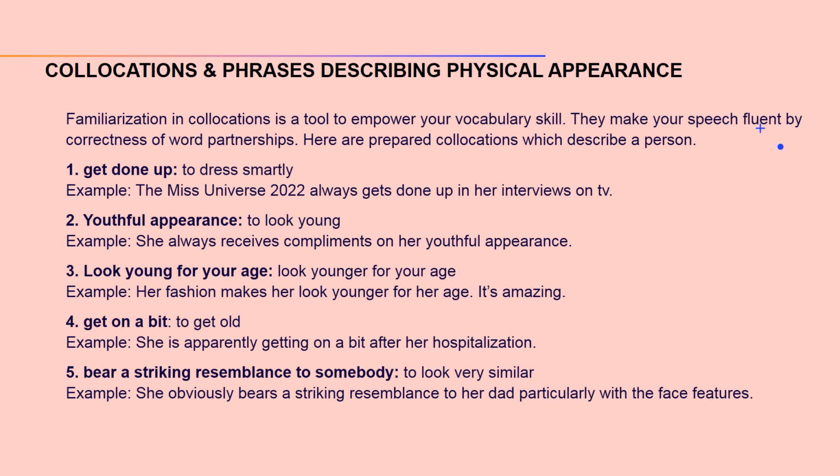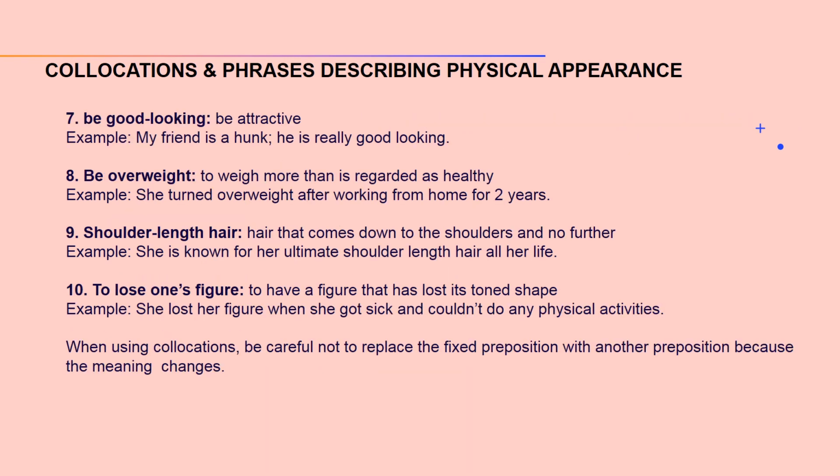To look very similar. For sample sentences, please pause this video to read, and go ahead and read the meaning again to confirm your understanding. 7. Be good looking. Be attractive. 8. Be overweight. To weigh more than what is regarded as healthy. 9. Shoulder length hair. Hair that comes down to the shoulders and no further.